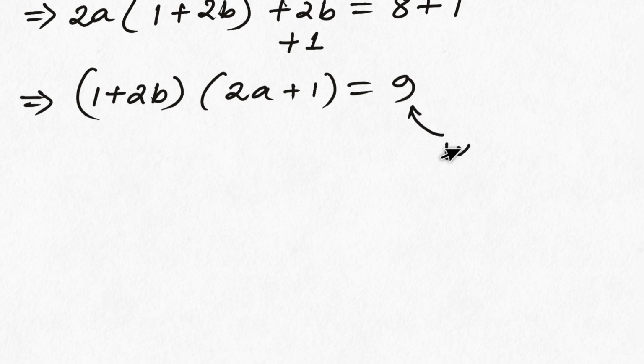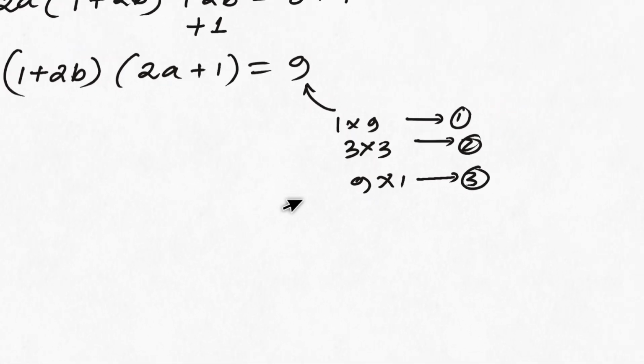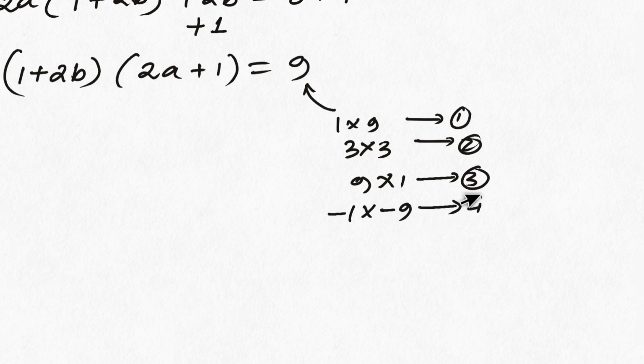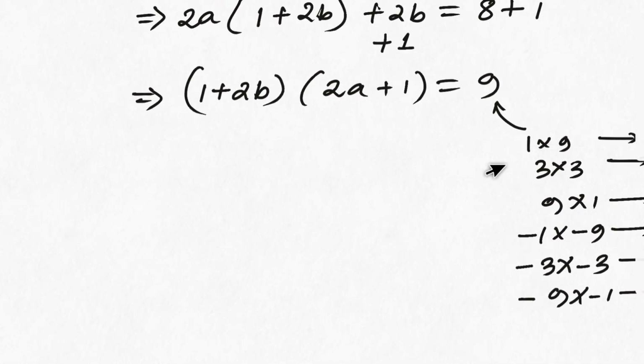1 times 9 gives us 9, so that will be case 1. 3 times 3 is case 2. 9 times 1 is case 3. But we can't forget our negative integer pairs. Negative 1 times negative 9 gives us case 4. Negative 3 times negative 3 is case 5, and negative 9 times negative 1 gives us case 6. Let's solve each case one by one.